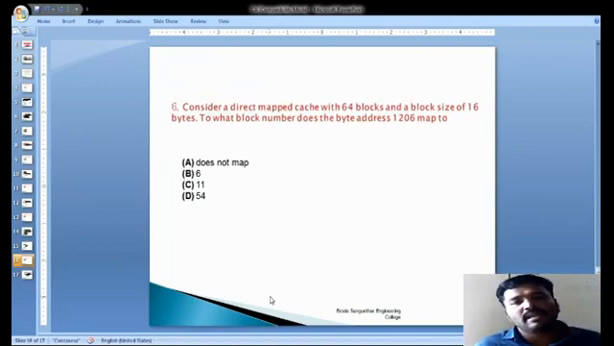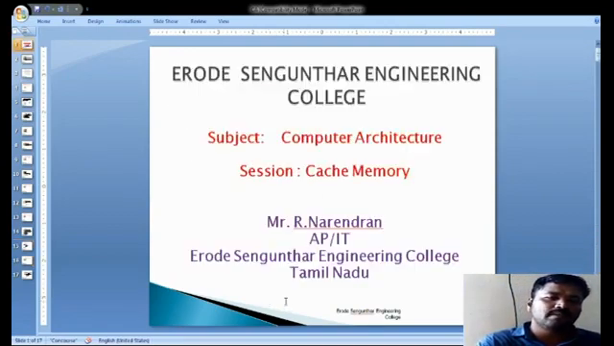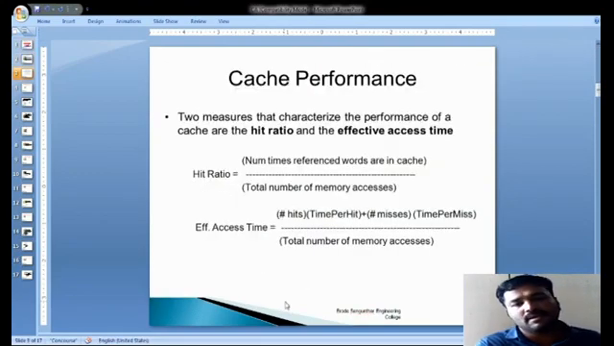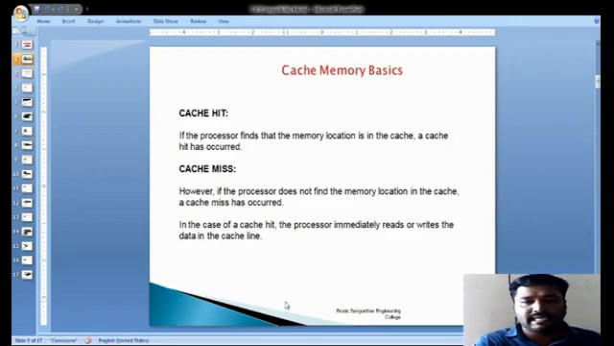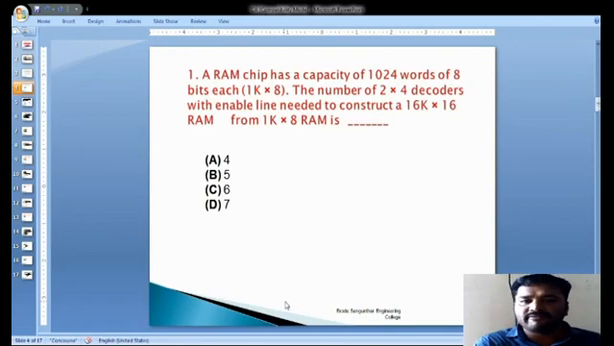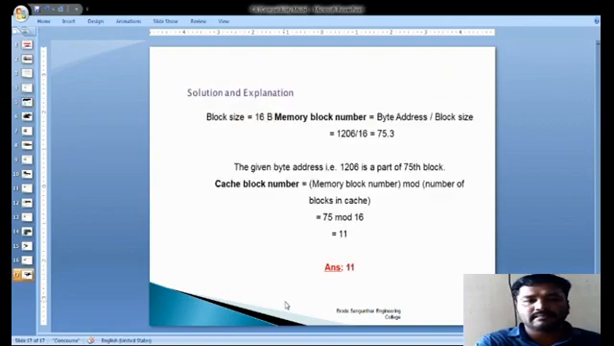So the block number 11, 1206 address byte is mapped. So students, in this session we have seen the various concepts called cache performance, cache memory basics, followed by different types of memory addresses and performance-oriented concepts.